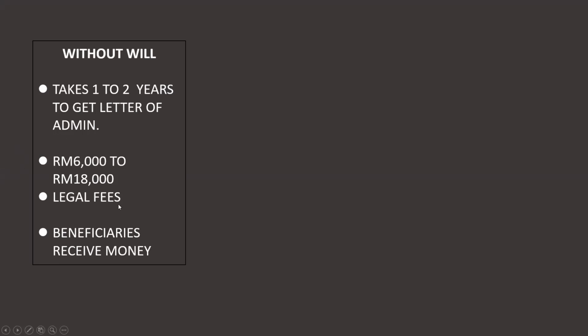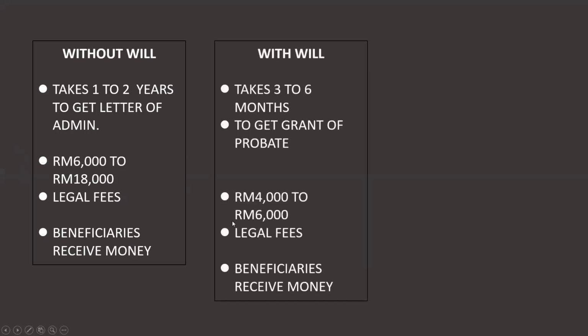So the question is, how much is the asset worth? How much can you pay for legal fees and so on and so forth? Then finally, the beneficiary receives money. Now with the will, it's slightly shorter, because with the will, you will already have most of the assets listed down. So keep your will updated if there's any change. Okay, so it takes 3 to 6 months to get the grant of probate, right? Legal fees, obviously you still have to pay, and then the beneficiary receives money. So this particular part, which means identifying the assets that you have and getting the grant of probate, will be a lot faster, okay, compared to without a will.